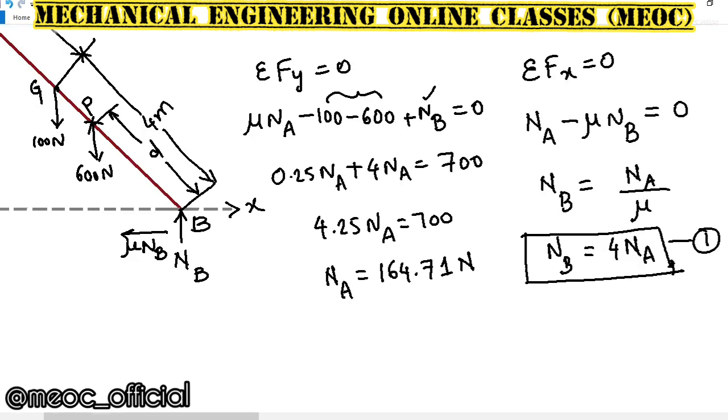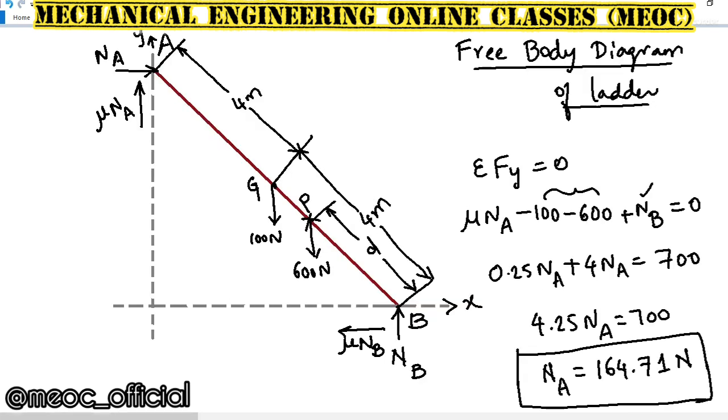If we want, we can find Nb also from equation 1, but unless necessary, I don't want to calculate anything else. So Na is found as 164.71 newtons. Now we are finding the distance d up to which the man of weight 600 newton can ascend without causing the ladder to slip. So that is a condition. It is my assumption that I have taken P between G and B. If you want, you can take P between A and G also. So this is given as 30. So this will be 60.